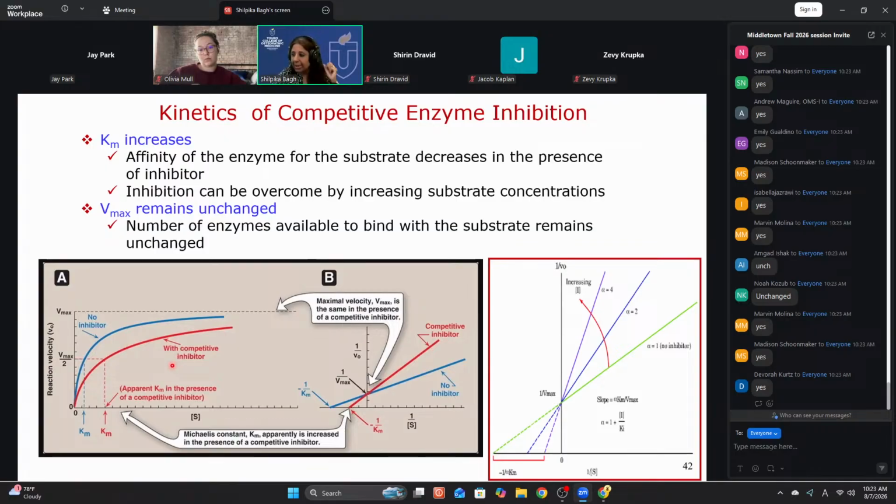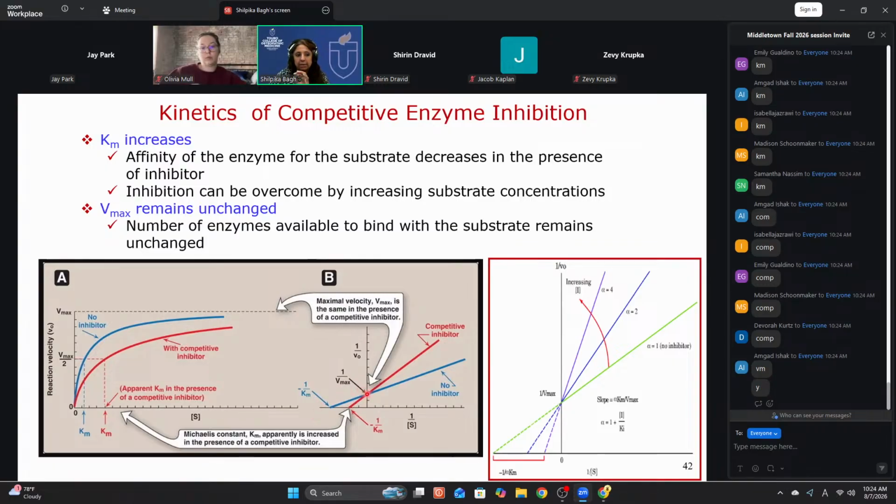But quickly, for the graph, you should be familiar. So what is changing here? Vmax or Km? Is it competitive or non-competitive? Km, and Km increases in competitive inhibition. In a double reciprocal plot, you will see what is unchanged. Is the x-intercept unchanged or the y-intercept unchanged? Y.